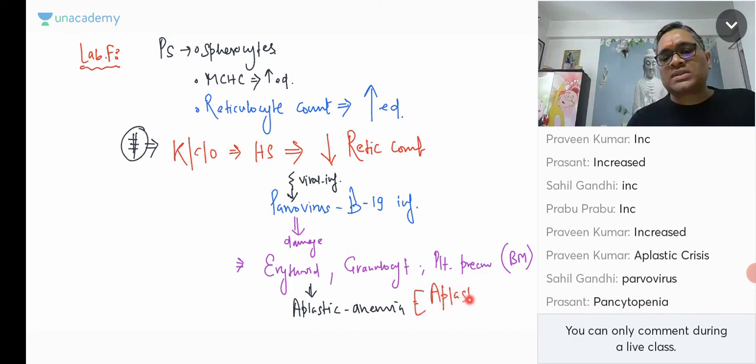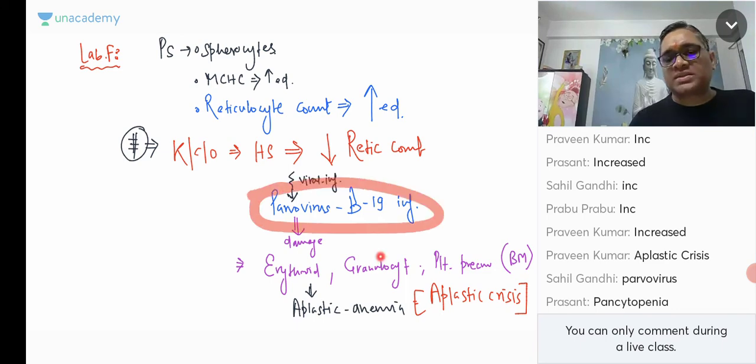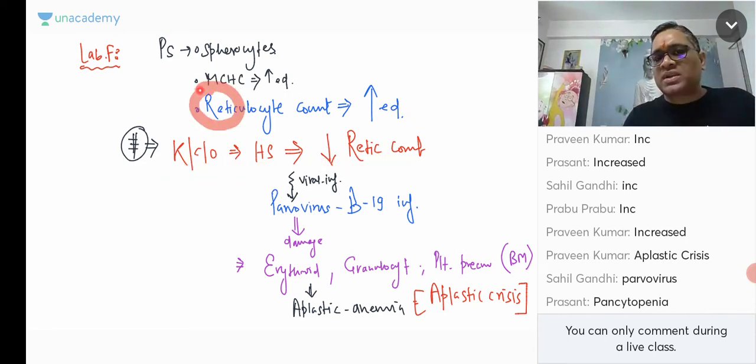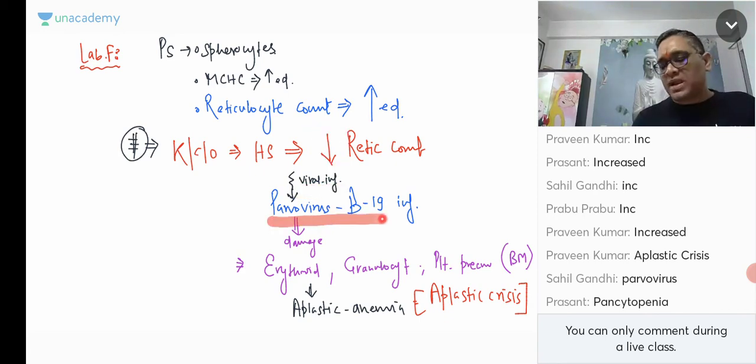So now you understood who causes aplastic crisis? Now if the examiner asks which infection causes aplastic crisis, it's parvovirus B19. In a known case of hereditary spherocytosis, the patient shows his report with decreased retic count and says, sir, when I was googling, I read that retic count should be increased. Why is it decreased? Is it some lab error? Then you tell him, no sir, it is not a lab error, it is because of a viral infection, probably parvovirus B19, which is damaging all these bone marrow cells, causing aplastic anemia, and this condition is called aplastic crisis.